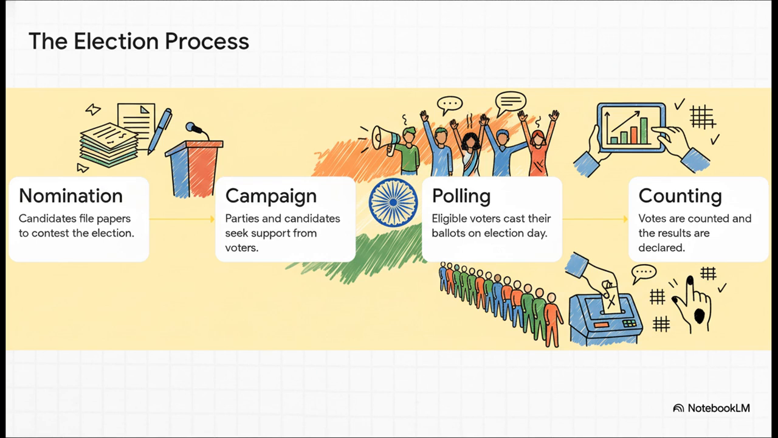First comes the nomination, where candidates officially enter the race. This is followed by the noisy and exciting election campaign. After that comes the most important day, the polling day, when we all go out to vote. And finally, the last step is the counting of votes, which tells us who has won.